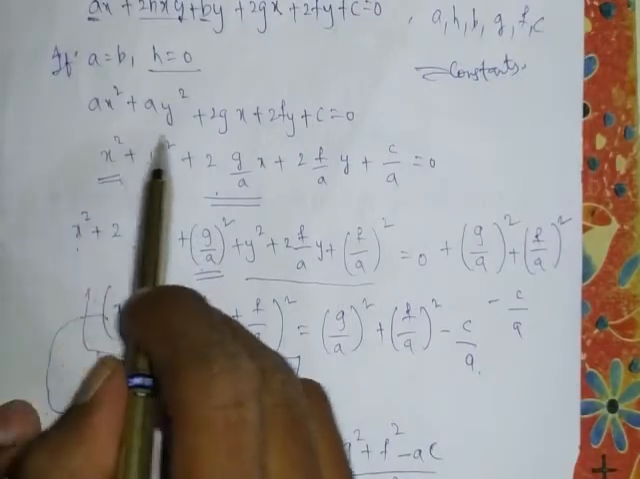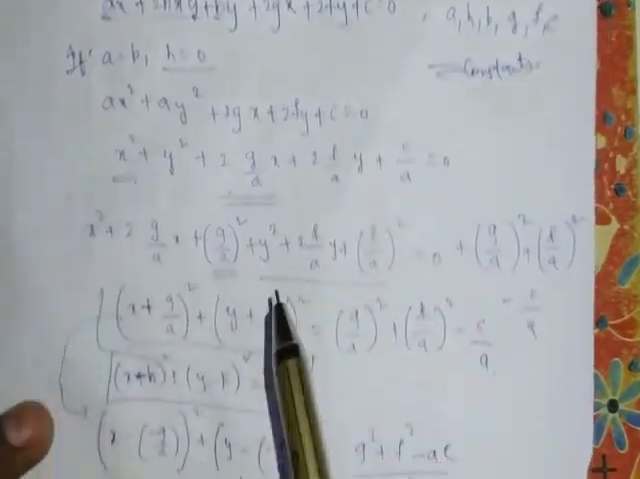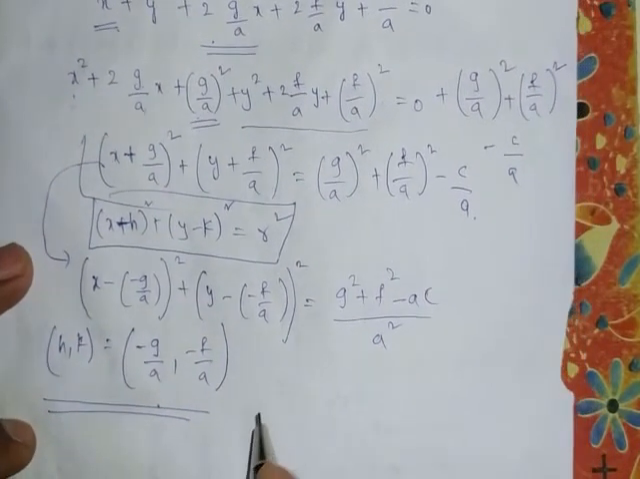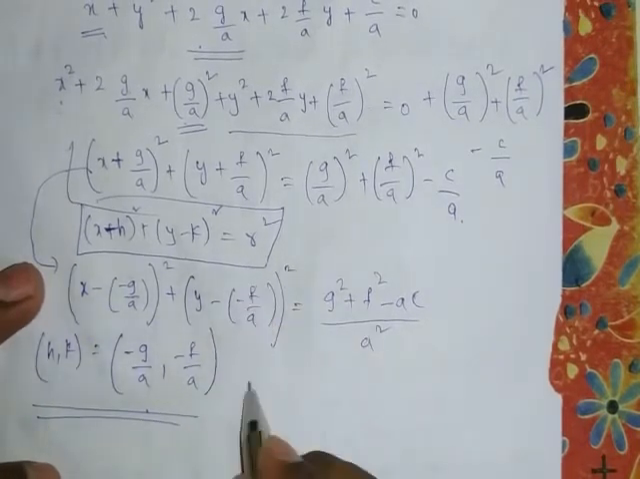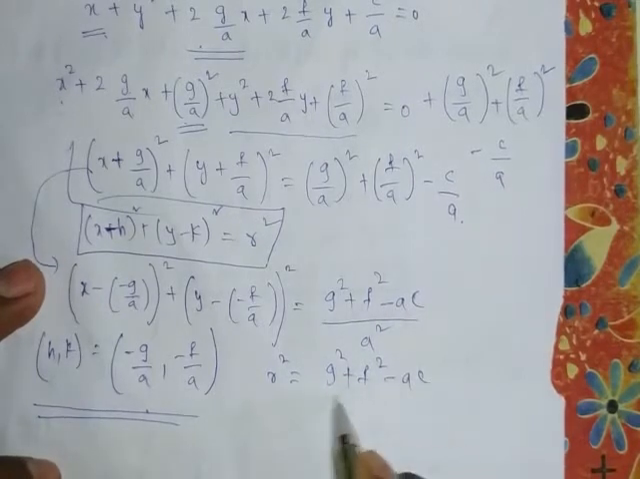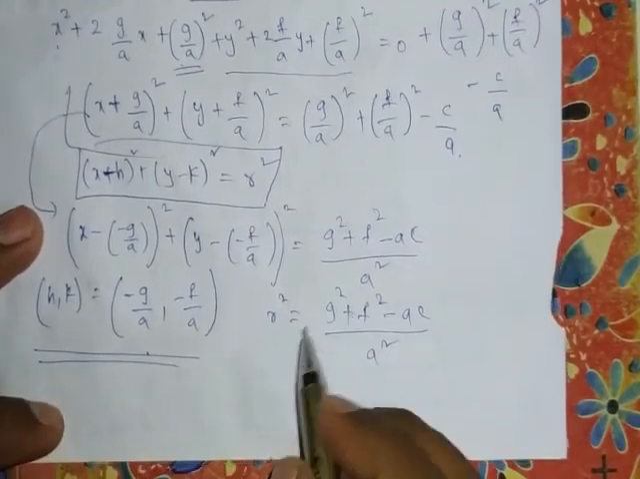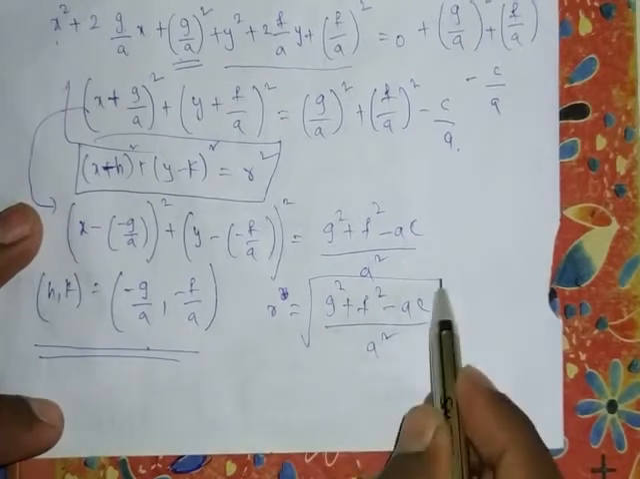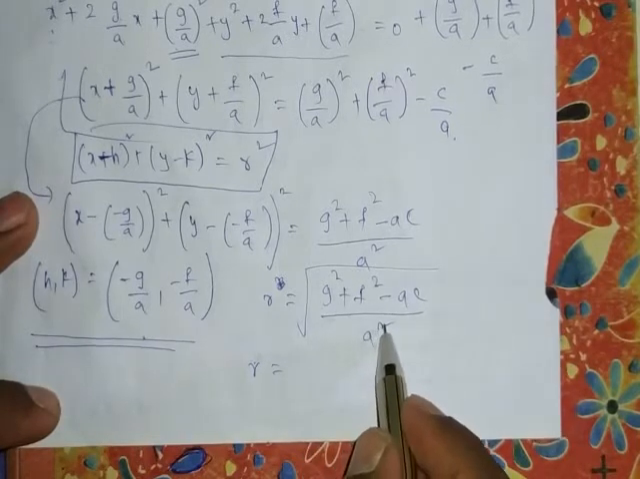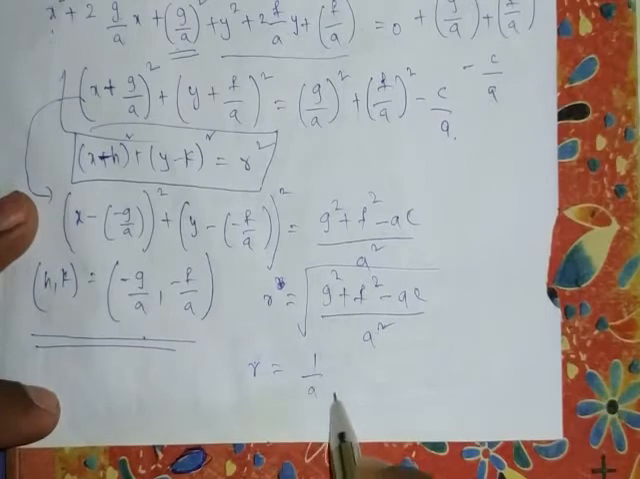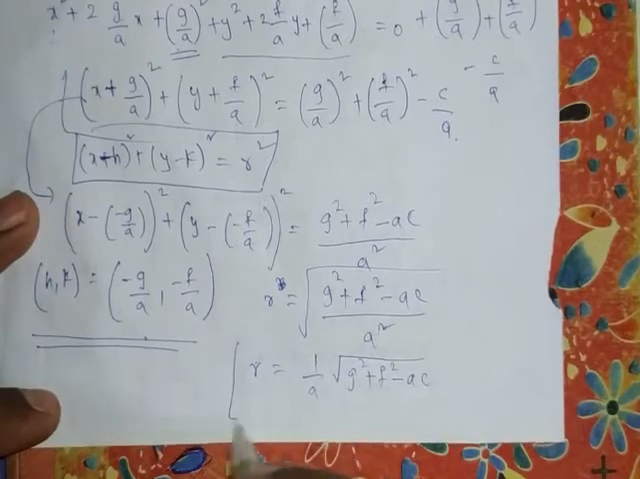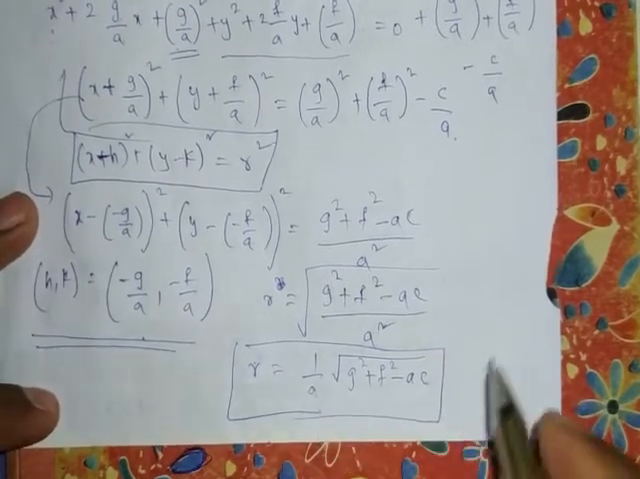If the equation is given in this way, we can solve the equation of the circle and get the center of the circle as minus g by a comma minus f by a. And for the radius, comparing, r square is equal to g square plus f square minus ac by a square. If we take the square root, the square and root cancel with the denominator, and we get the radius as 1 by a times the square root of g square plus f square minus ac. This is the radius of the circle when the second degree equation is given.